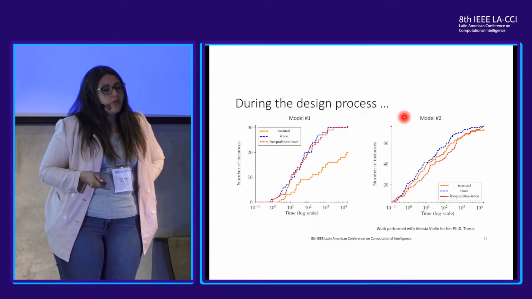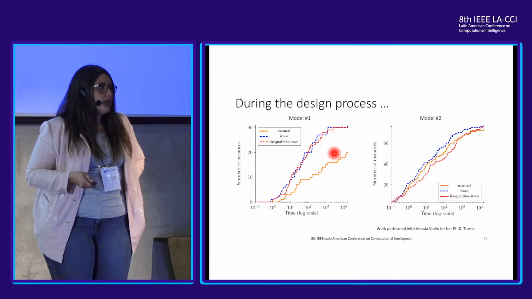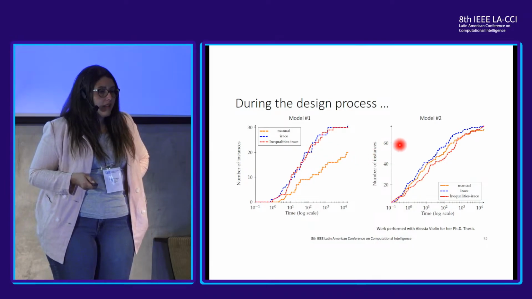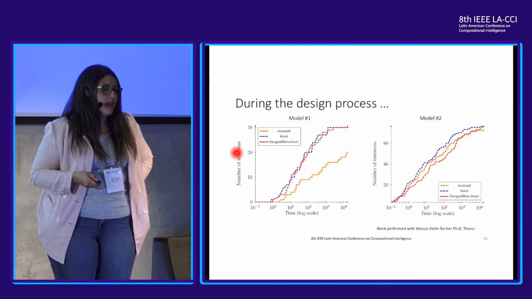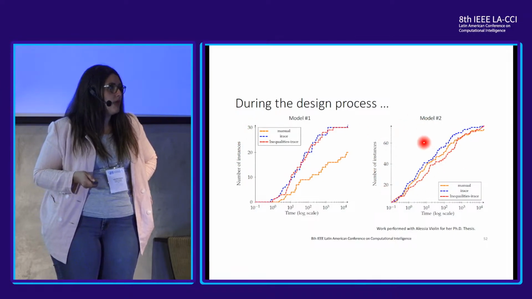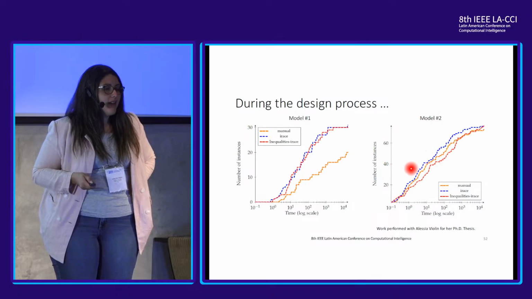But then she was also working with a second model she was trying to apply, right? And you can see here that she already improved the performance a lot, right? Because this goes to 60, and here we are only at 30. So with this model, we were able to solve many more instances.